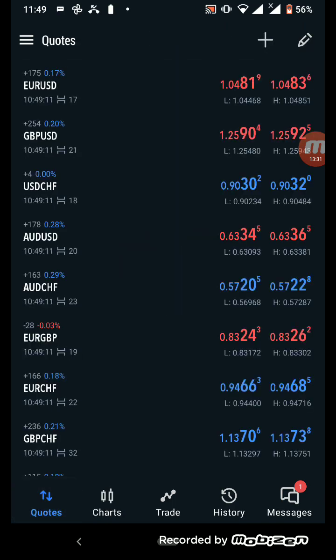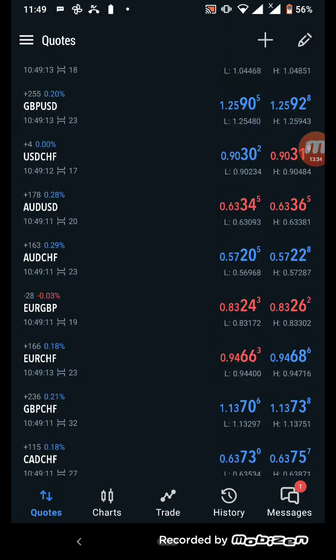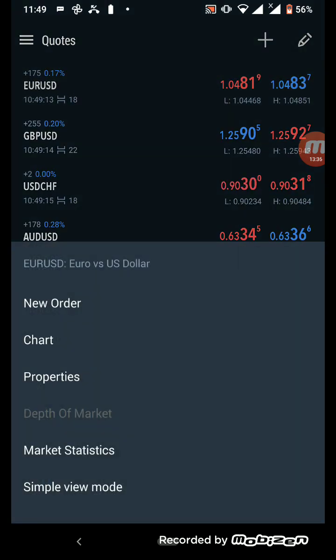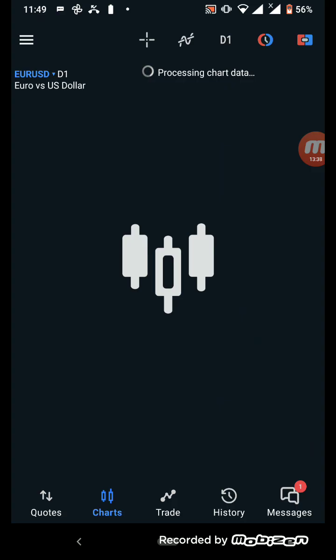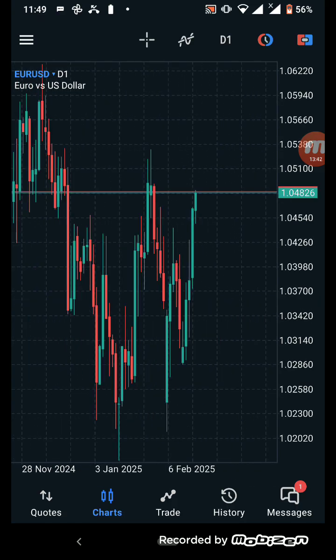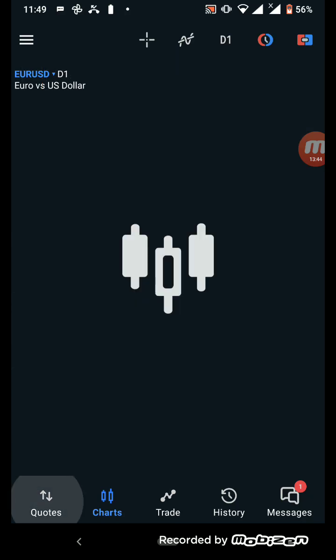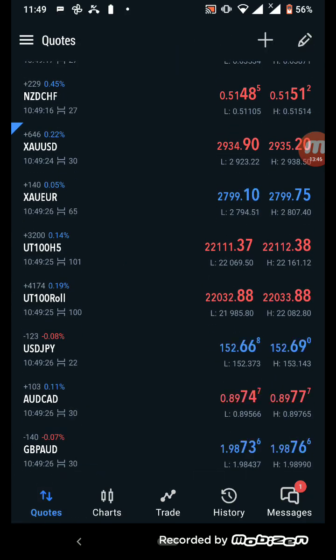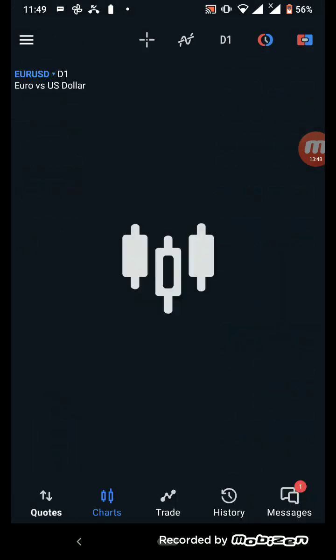So number one, you have to choose what you want to use. You can use the Euro USD if you like, but as you can see, it doesn't get you good money like the gold USD. So the gold USD, it has good money.